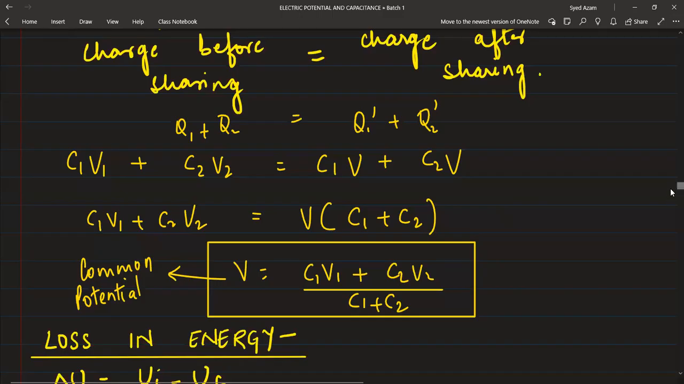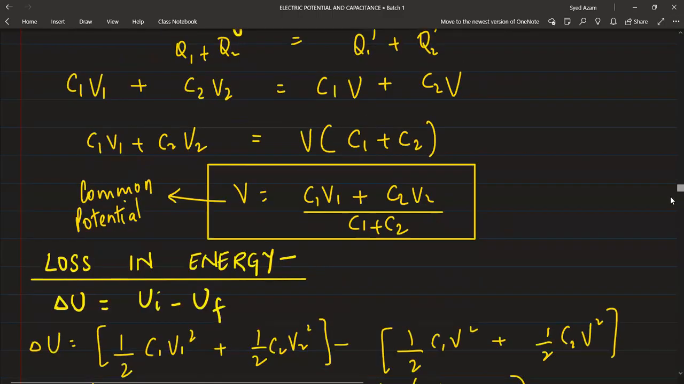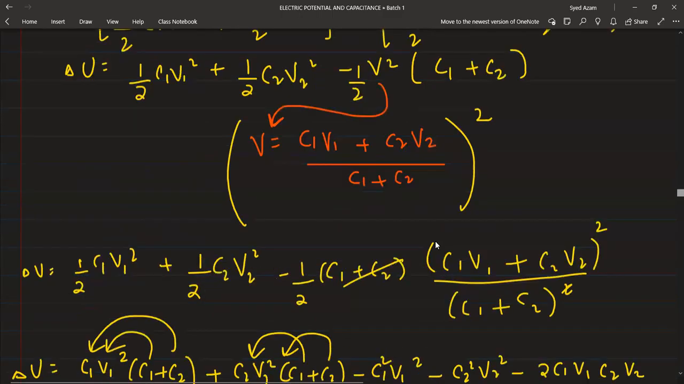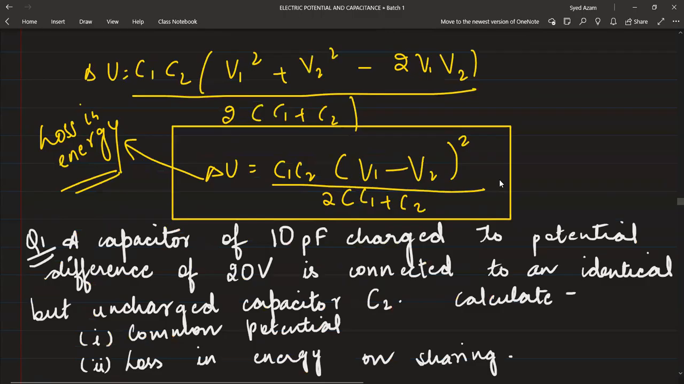And this formula of loss of energy also, you just have to remember, derivation you need not do. It is C1 C2 (V1 minus V2) whole square by 2 into (C1 plus C2). Okay. So remember this formula, C1 and C2 are the capacitances and V is the potential. So it can be negative because that's the loss in the energy.